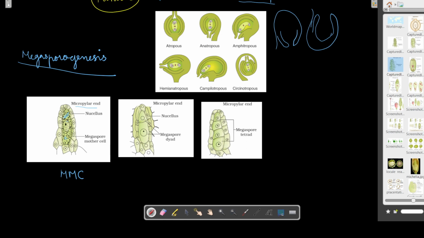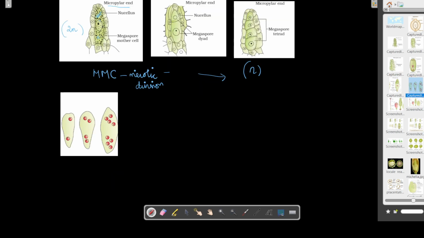And this megaspore mother cell will undergo meiotic division. Okay, it undergoes meiosis. Currently it is in diploid state. Now it undergoes meiotic division. First it divides into two, the first meiotic division, forming a dyad. It divides into two, and then into 4. So once the meiotic division is completed, we get a megaspore tetrad, each haploid in number.